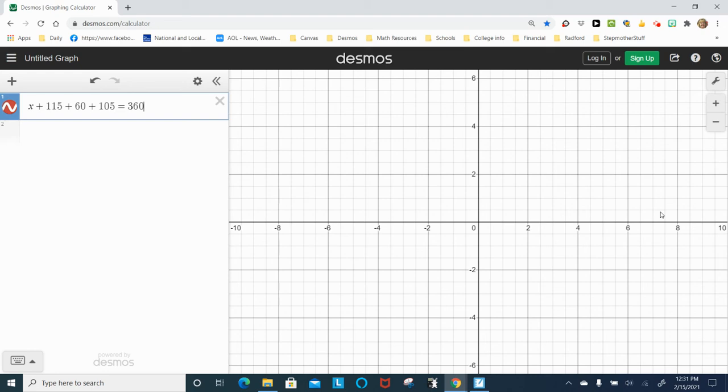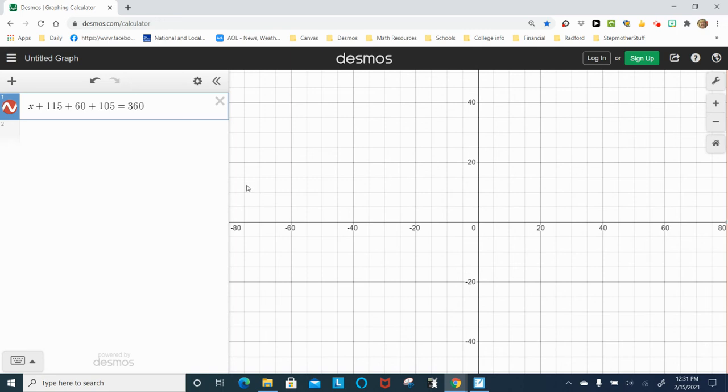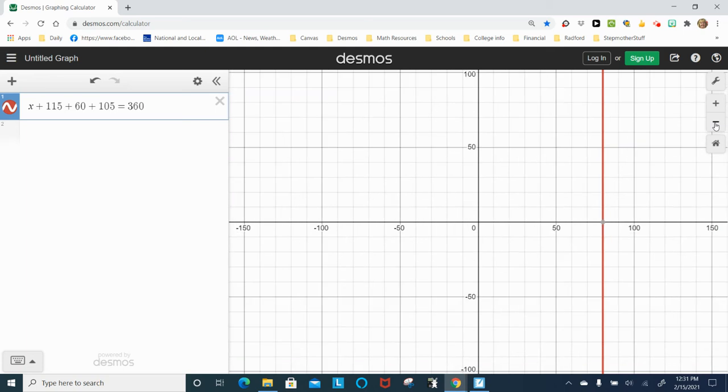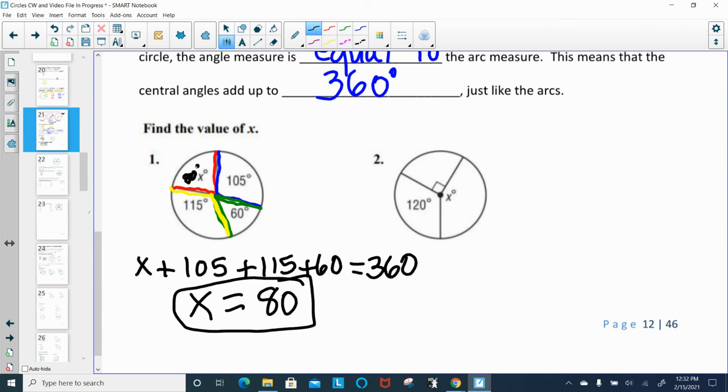Now I don't see my answer, but again, I might have to zoom out. Nope, I'm not seeing that. Wonder why. Maybe I need to zoom out a little bit more. There we go. Just had not zoomed out enough. And my answer will be 80 for X. Sometimes you got to zoom out a little ways because 360 is a pretty big number. Okay, so that means that this angle here is 80.